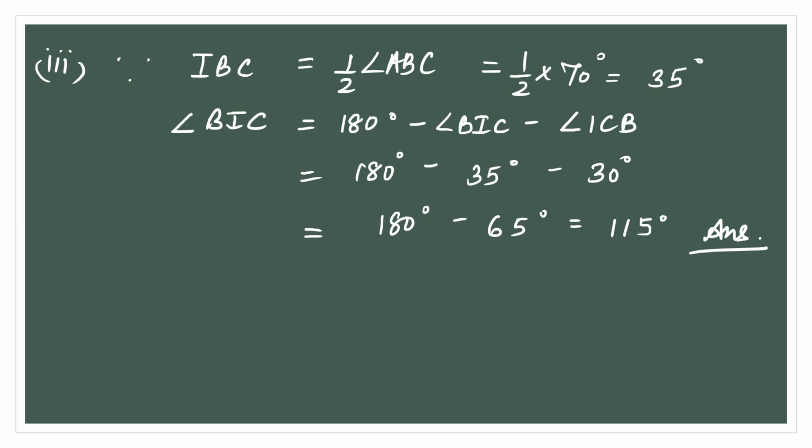Now angle BIC is equal to 180 degrees minus angle IBC minus angle ICB, because they are angles in a triangle, right? So 180 degrees minus 35 degrees minus 30 degrees is equal to 180 minus 65 degrees, which is equal to 115 degrees. That's all, children, from my side.